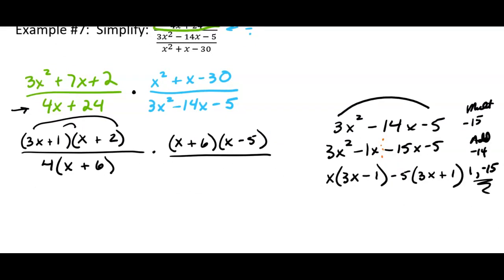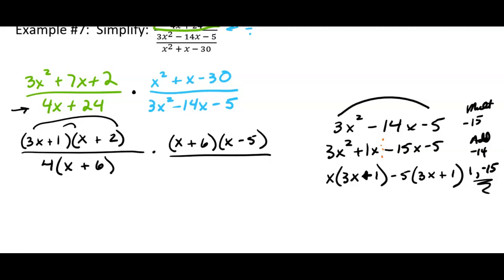Oh, I see what I did wrong. It was supposed to be a positive 1x. Sorry about that. You're probably wondering, why did she write that as a negative? I don't know why I made that mistake. Okay, it should have been a positive 1x, and that makes the negative 14x. Okay, there, that looks better.